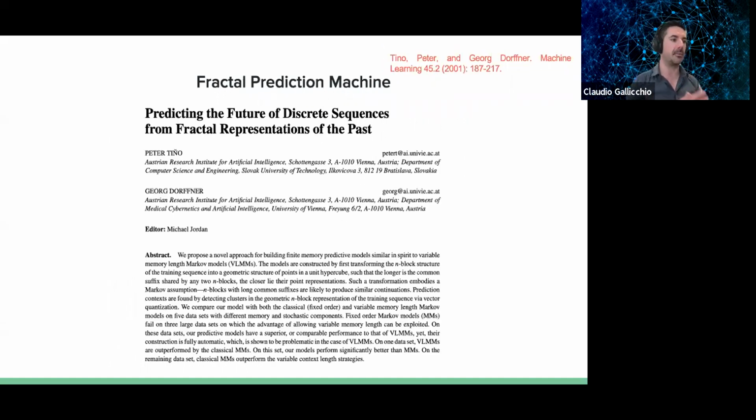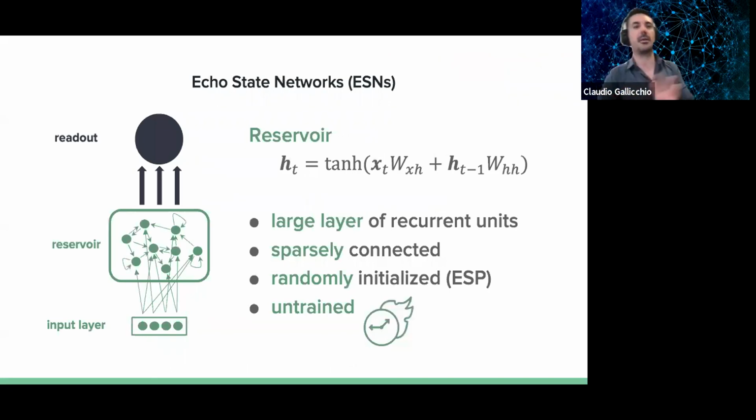another popular one is given by Peter Tino and his collaborators from the University of Birmingham. In this case, the same idea of having an inner recurrent layer that is untrained, with a trainable output layer, was proposed in the area of dynamical systems and iterated function systems. So from the study of fractal theory, okay? That's why that was called fractal prediction machine. Okay, but the general conception and the general insight is the same.